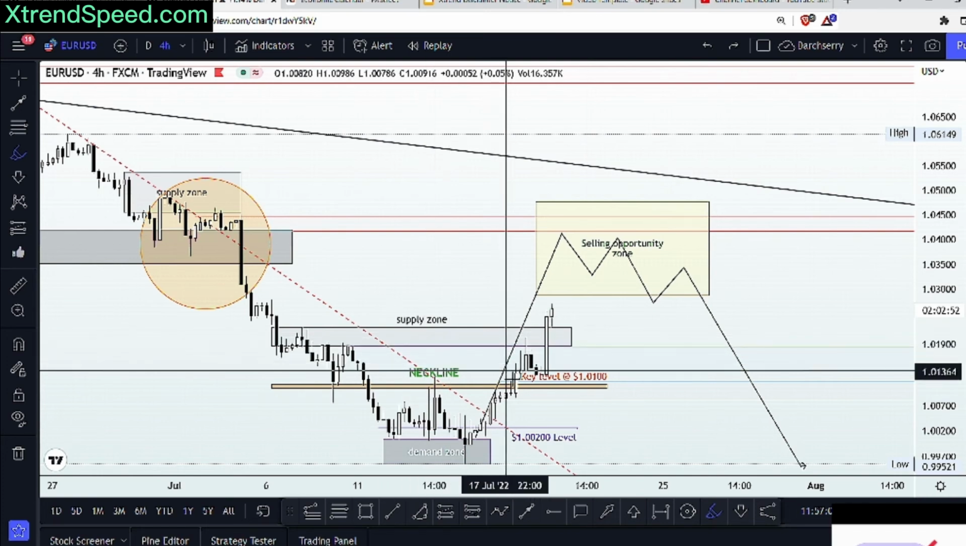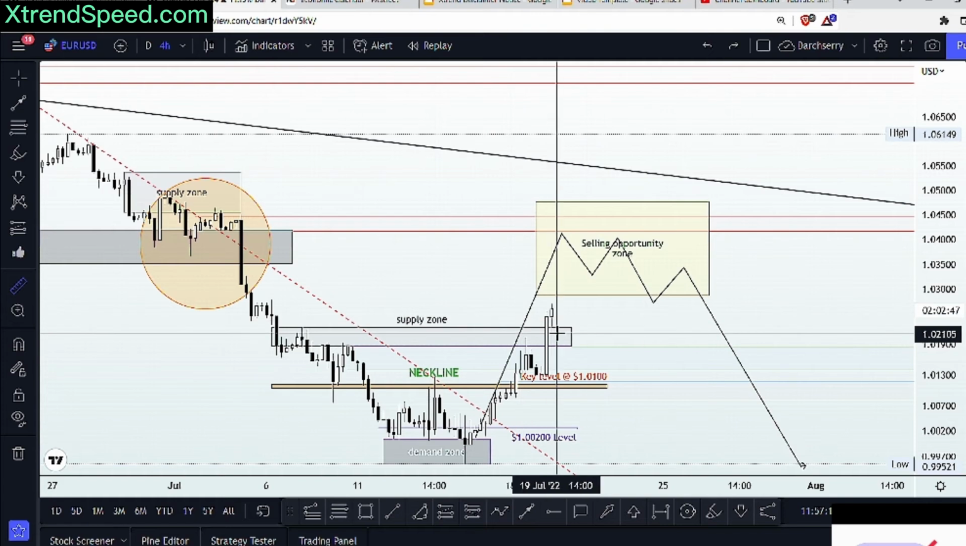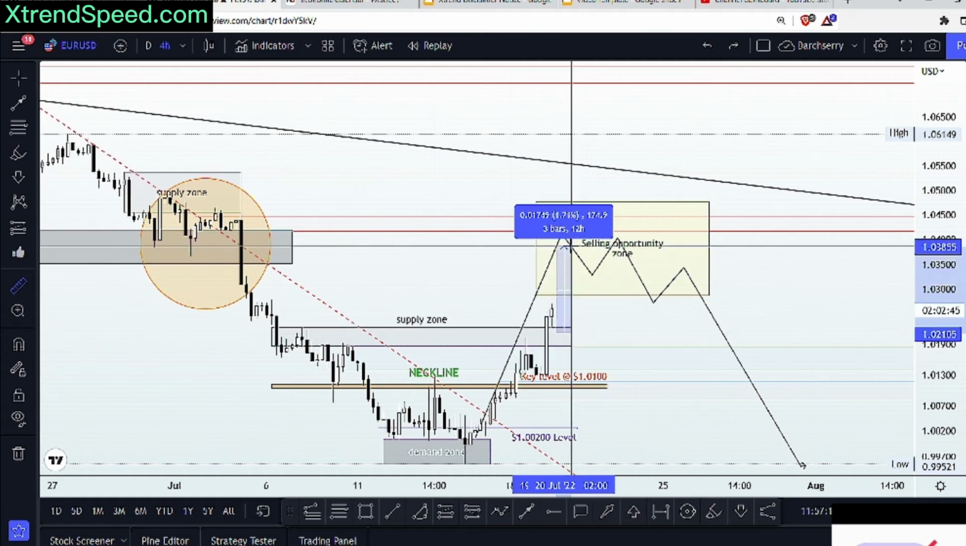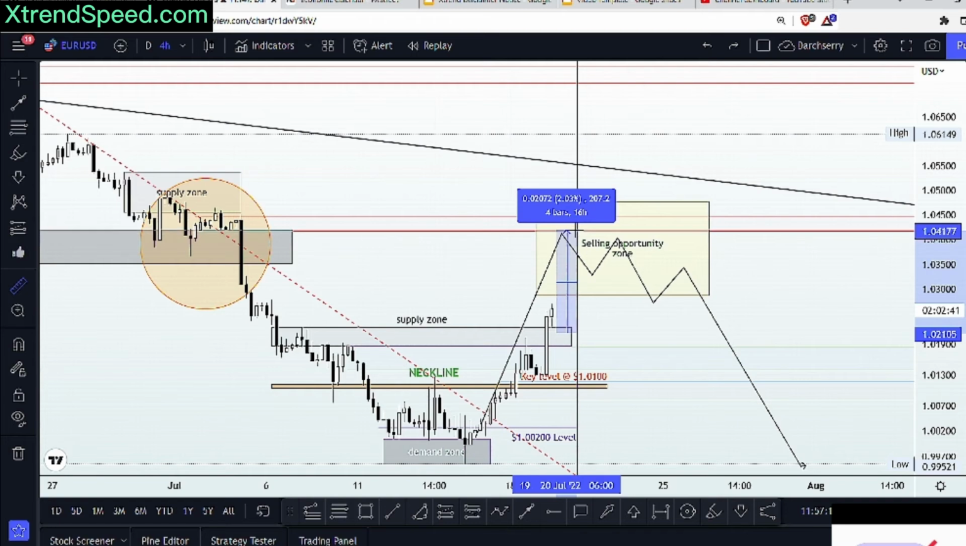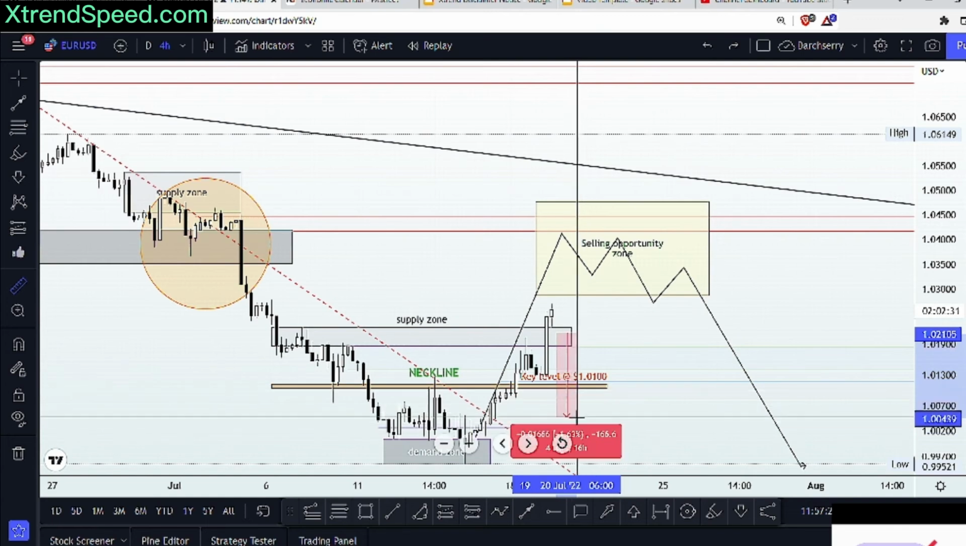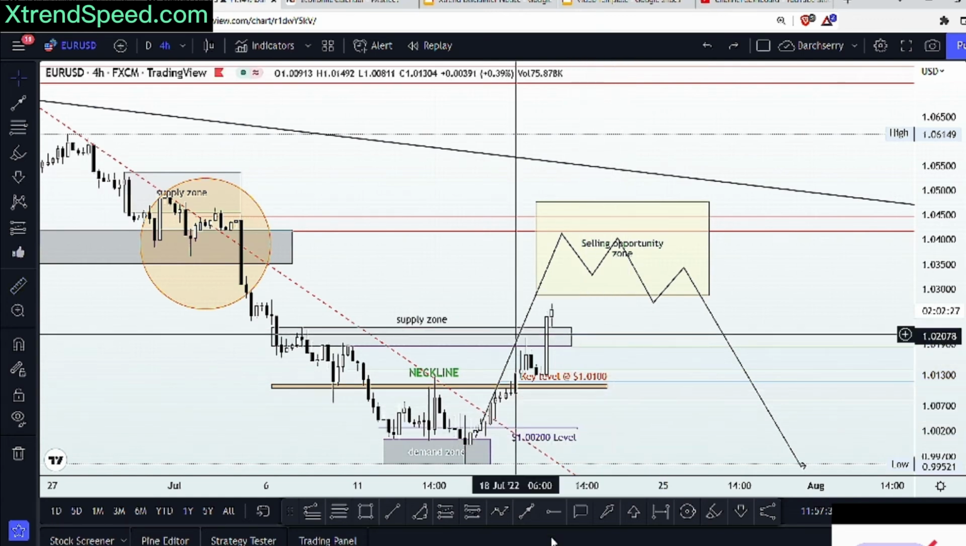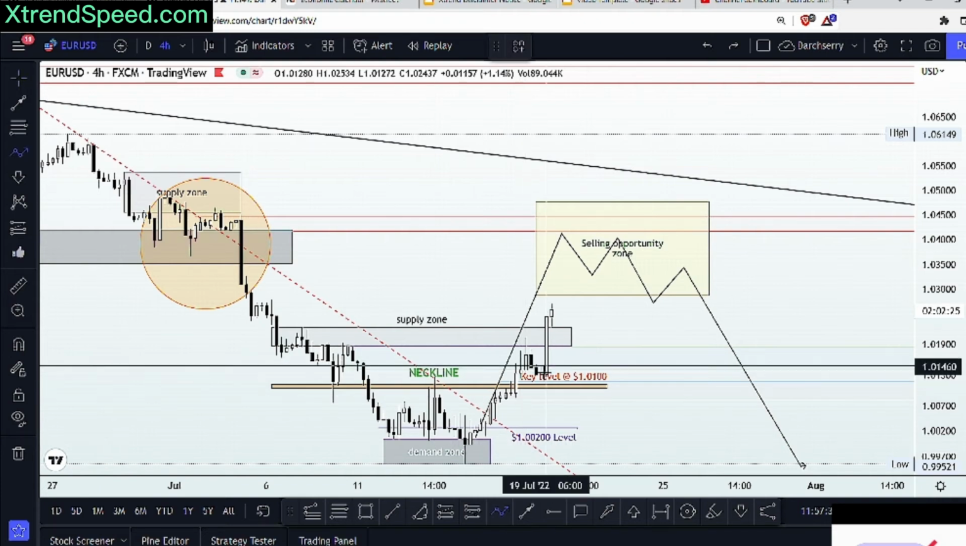So if we look at the structure here, between here and the selling opportunity zone, we still have around 170, 180 pips to catch here, 200 pips at least to catch here. So how do we take advantage of that move if it finally happens? So one thing I want to be looking out for is a breakout of that structure, which appears to have happened. We can see that we have an engulfing candle already breaking out of that supply zone.